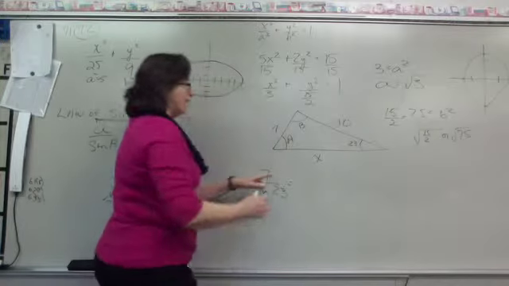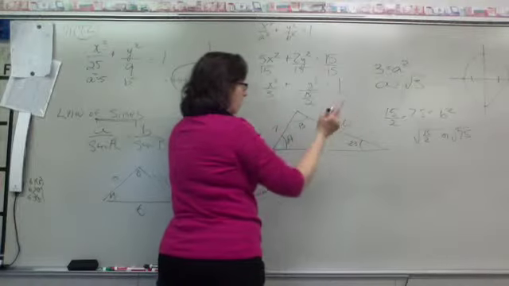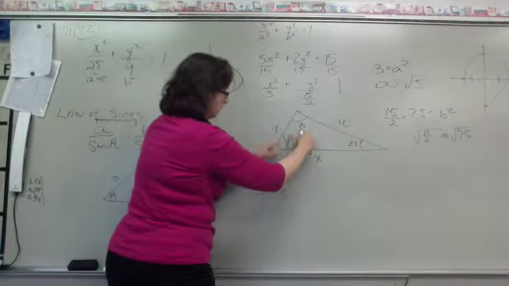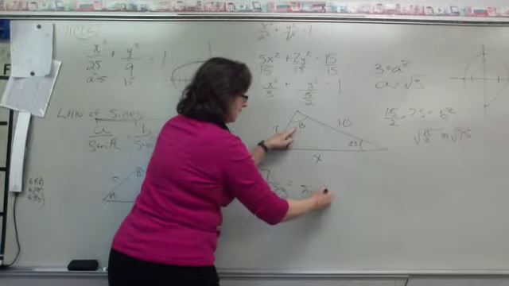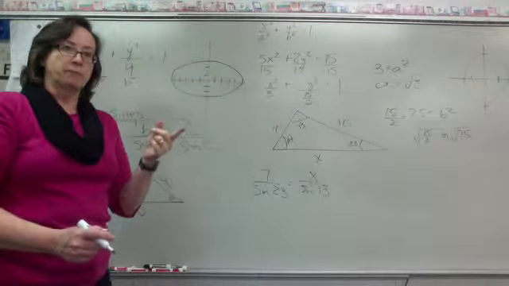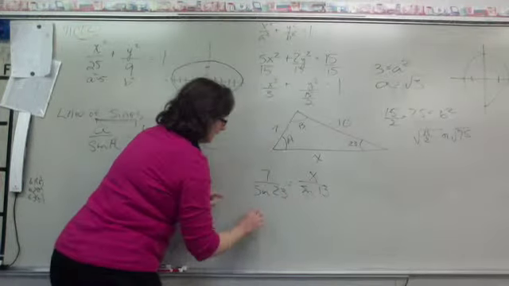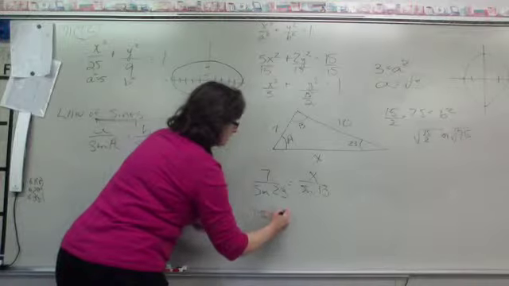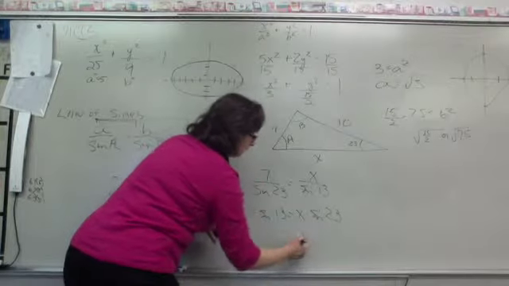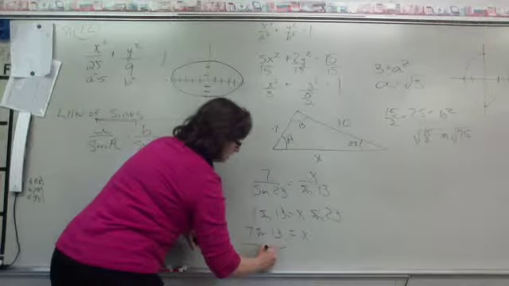Then I've got my 14 and x, and my 10 and my cosine A, or I could do my 13 and my x. So I'm going to do this one: sine of 13 and then x. I've got one unknown that I can solve for. So I'm going to cross multiply and get out my calculator. We're going to have 7 sine 13 equals x sine 23, so x must be equal to 7 sine 13 over sine 23.